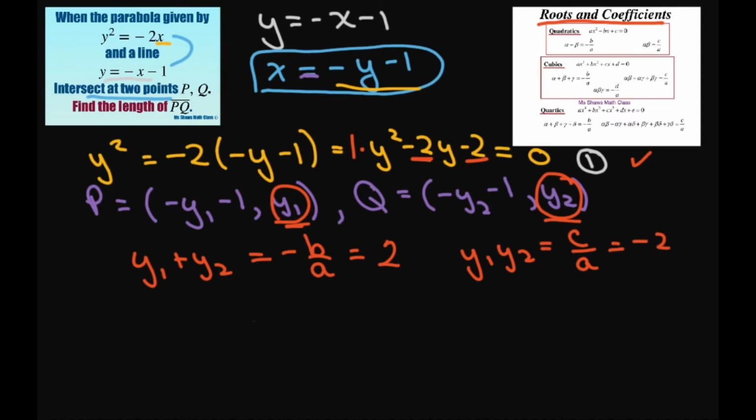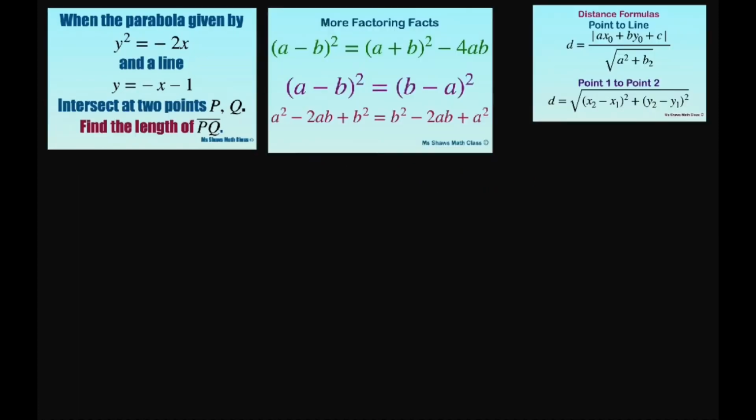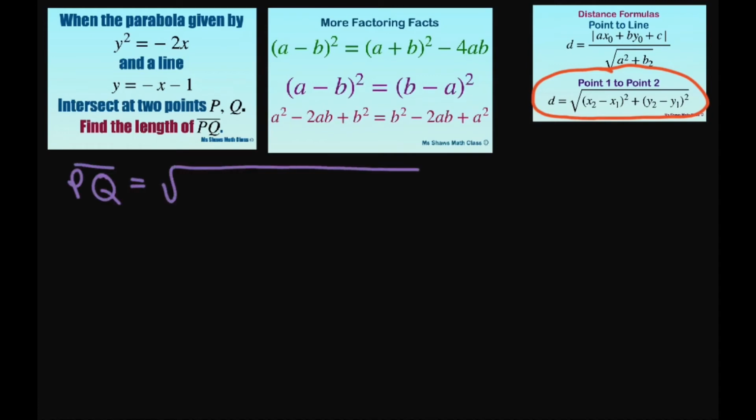All right. So therefore, when we do the distance formula, we're going to find the distance of this length between P and Q. So we're going to write this as the distance formula from point 1 to point 2 here. That's going to be PQ equals the square root of, and your x values were negative y sub 2 minus 1 plus y sub 1 plus 1 squared. And then for your y values, we had y sub 2 minus y sub 1 squared.